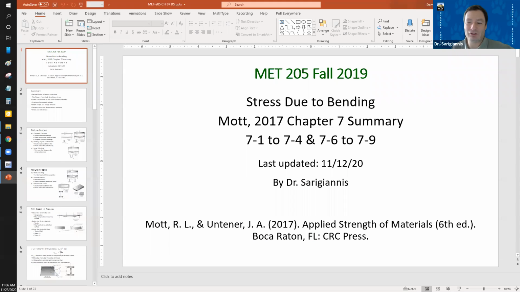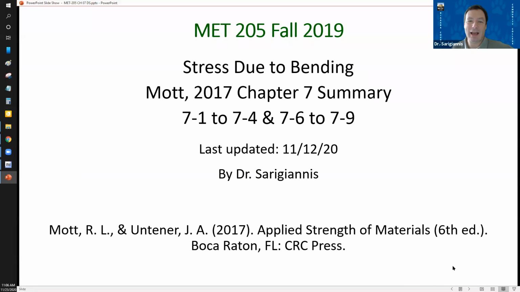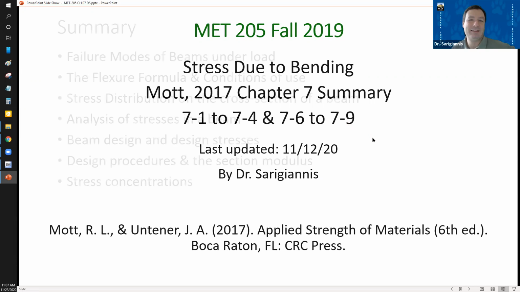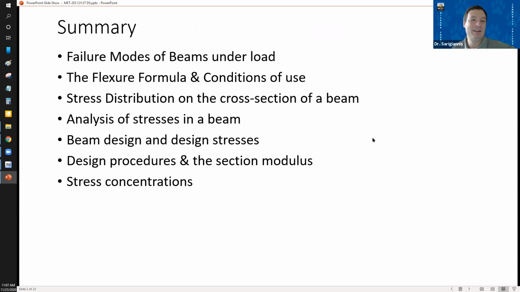So we're going to talk about stress due to bending. And again, I've gone through and put together slides that basically try to summarize these sections. I did put the sections in here, 7.1 to 7.4, 7.6 to 7.9. There's my little laser. All right, so this just sort of summarizes the chapter.